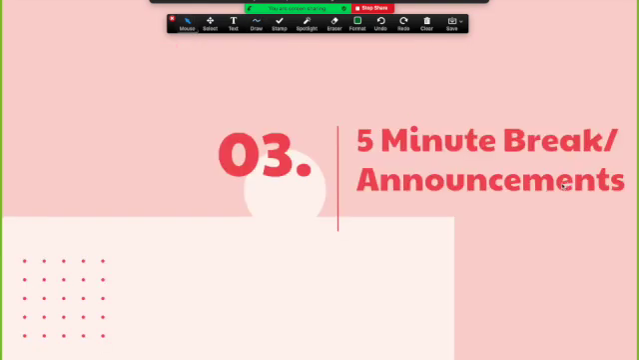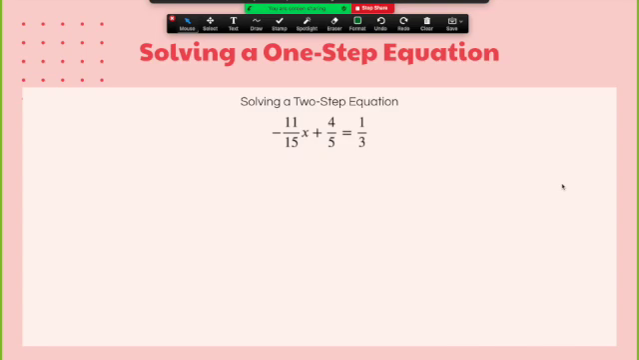And let's go to two-step equations. So this one is actually not a one-step equation. We have here a two-step. Now when we're solving this two-step equation, we see here that we have negative 11 over 15 times x plus 4 over 5 equaling 1 over 3.